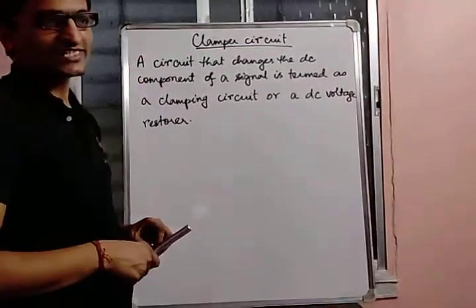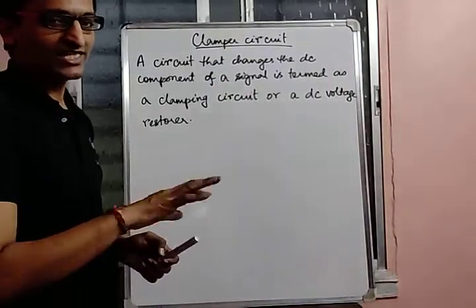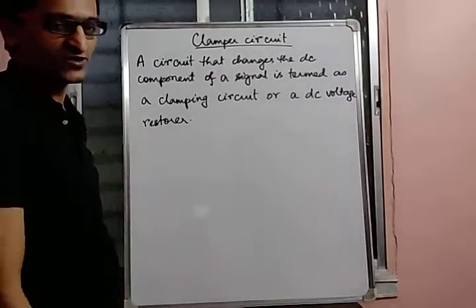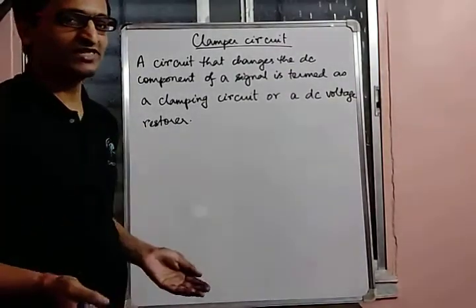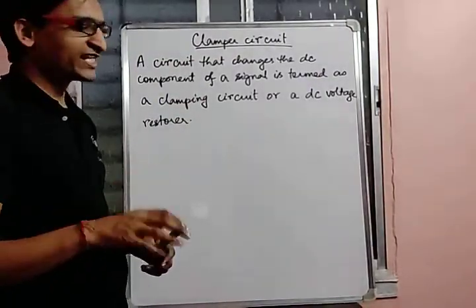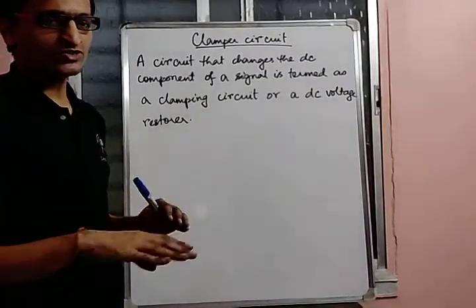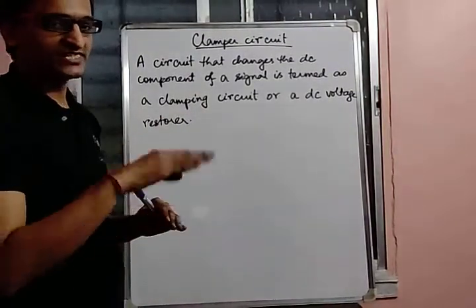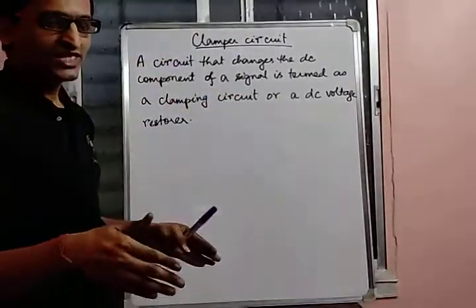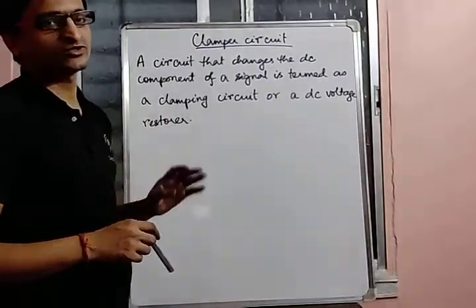We have already seen that in the case of a sinusoidal signal, its DC value is 0. If we consider the entire cycle, over a complete cycle its DC component is 0. Now suppose you want to shift the input voltage upwards or downwards, then such a circuit is called a clamper circuit. Without distorting its shape, if you want to change its DC component, that means shifting the entire signal upwards or downwards, then such a circuit is called a clamper circuit or a DC voltage restorer.